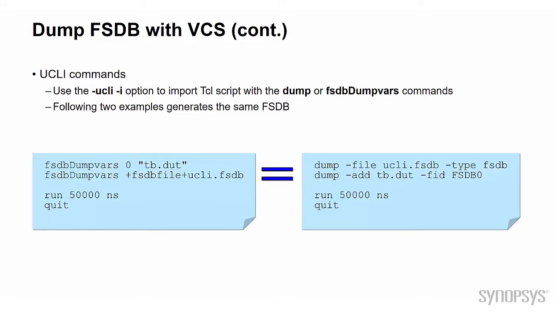Other ways to dump FSDB with VCS is using UCLI commands. You may create a Tcl script with dump or fsdbDumpvars commands and input the script by using the -ucli -i option. The two examples shown here use different UCLI commands but generate identical FSDB files. You may notice that the fsdbDumpvars used is the same command name as the FSDB dumping task, by removing the dollar sign. The only difference is, in a Tcl script, all arguments are strings, whereas in a system task, all arguments are part of HDL, so there might be some string conversion issues.